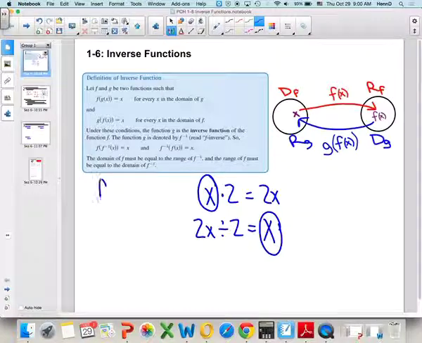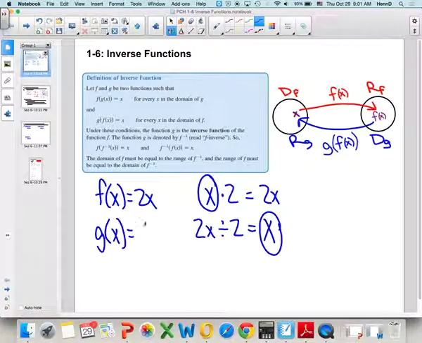Let's say I have f of x, and it's 2x, and I have g of x, and that's x over 2, multiplying by 2 and dividing by 2. Now, why are those inverse functions? It says two functions are inverse functions if f of g of x equals x, and it's important because it's got to work both ways, g of f of x equals x.